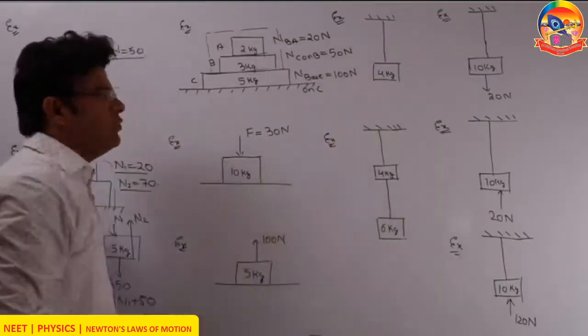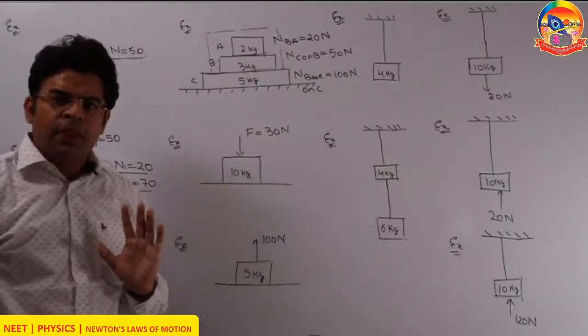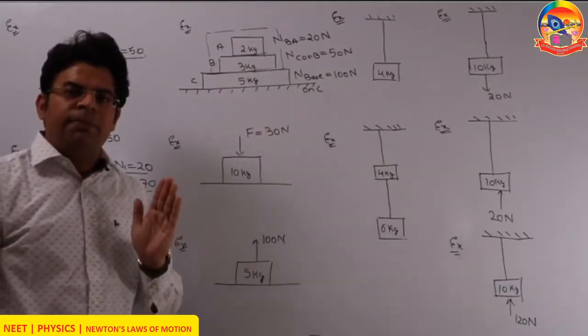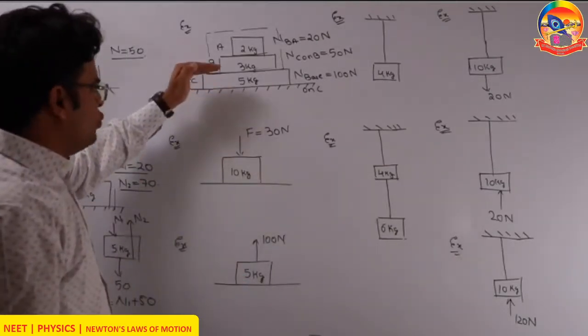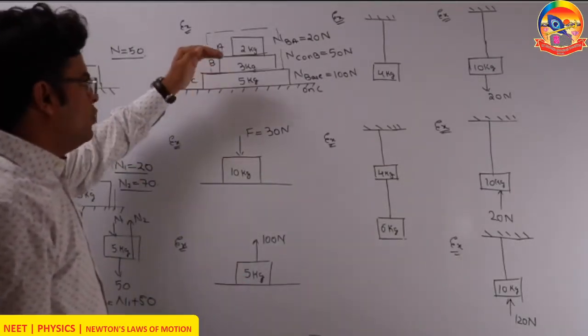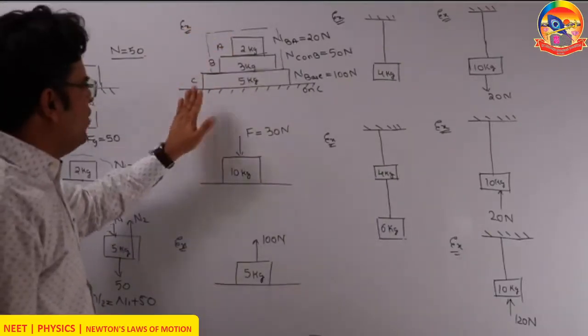What I would like to ask here is, what is the force applied by base on 2 kg? There is no force applied by base on 2 kg. They are not at all in contact. Base applies only force on C. C applies force on B. B applies force on A. Base does not apply any force on A.